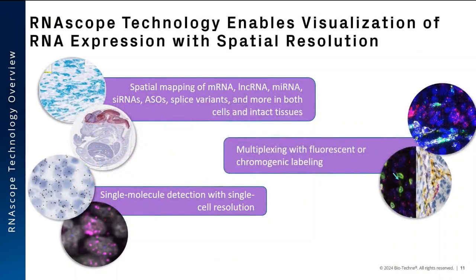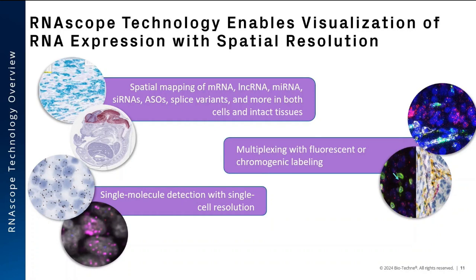RNAscope enables researchers to obtain transcriptomic and spatial mapping information for a variety of RNA targets in both cells and intact tissues. RNAscope facilitates examination of multiple targets at a time in a variety of tissues, using either the fluorescent or the chromogenic readout, while also maintaining a single molecule and single cell resolution. So in short, it is a highly versatile tool for molecular biology research.